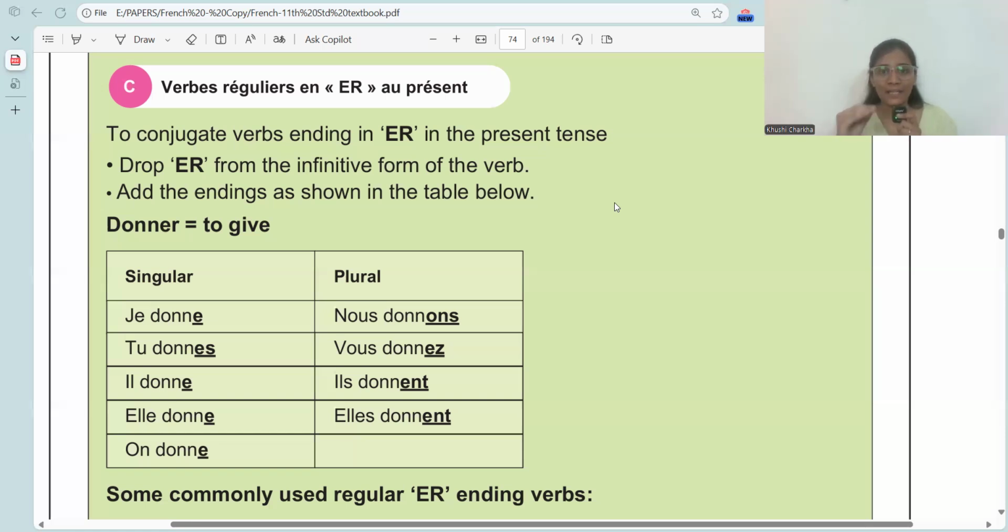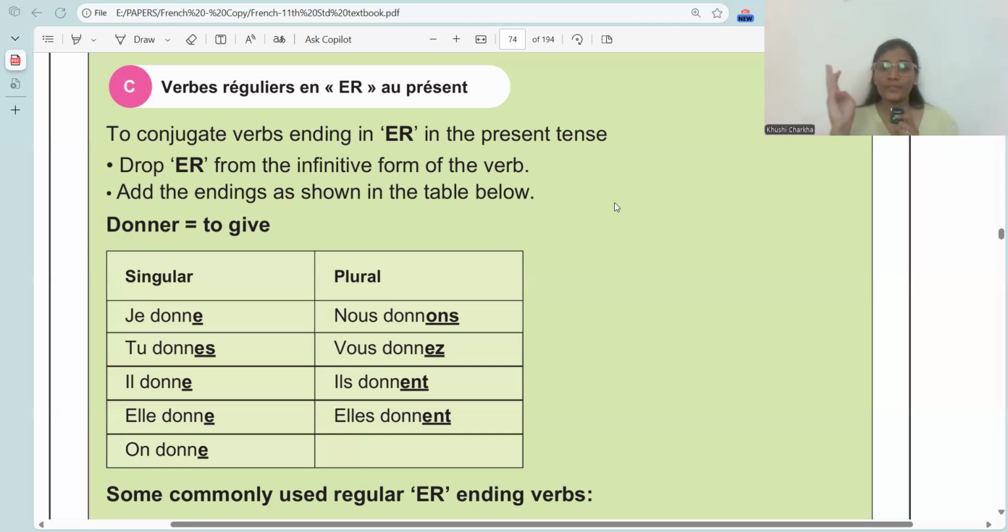To conjugate any regular ER ending verb in the present tense, we drop the ER. We remove the ER. After removing the ER, what is left? DONN. ER is removed, DONN remains. This DONN part is known as the radical. We remove the ER, and what remains is known as the radical. We add the endings of ER to the radical.